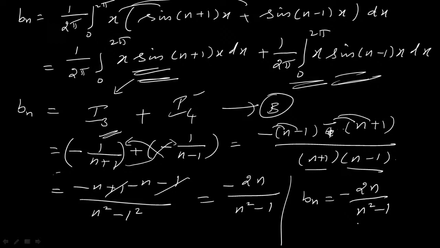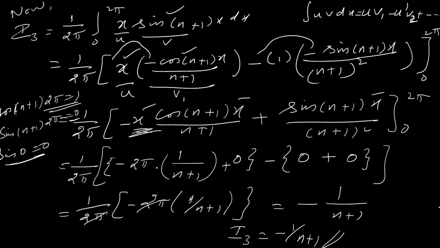As I told you already, while calculating the value of an or bn, if it consists of the denominator n square minus 1, so you go for calculation for b1, that is this value of bn is true for all values of n except at n equal to 1. So if you substitute n equal to 1, what happens here? Denominator becomes 0. So if you substitute this value in a series, you get f of x as the infinite series, right? So to avoid this, what we are going to do? So we go for the particular case, that is we have to calculate the value of b1.